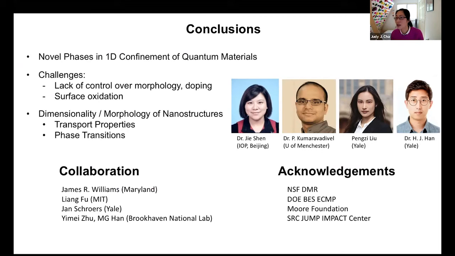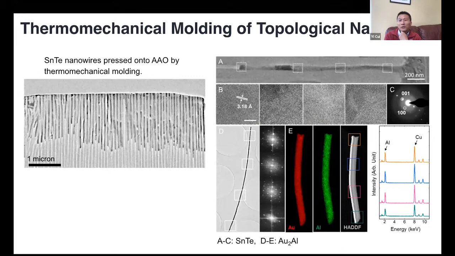So second question: you showed this very interesting thermomechanical formation of a single crystal nanowire, a very small one, with your colleague. Is that a melting process? You melt this material, you push that into the AAO template. What's this molding process like?